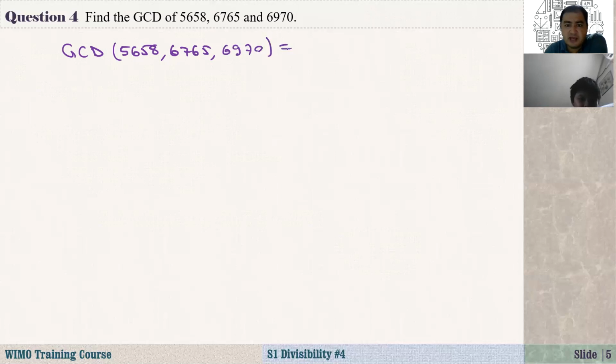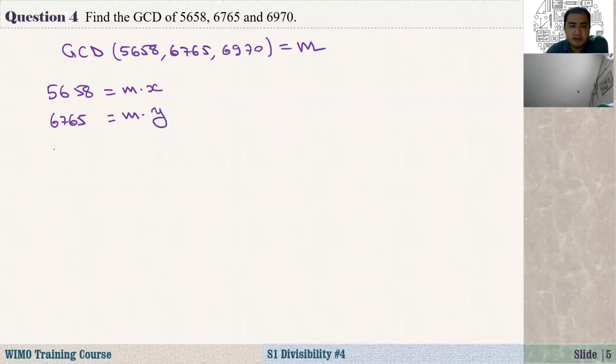Suppose that they have a greatest common divisor of M. That means 5658, I can write as M times some number, let me just write X. I don't know what X is. And the second number, 6765, is also divisible by M, and if you divide by M, we get some number Y. And 6970 is equal to M times some number Z. All of these, M, X, Y, Z, are natural numbers. I'm just writing each as a product of two numbers.